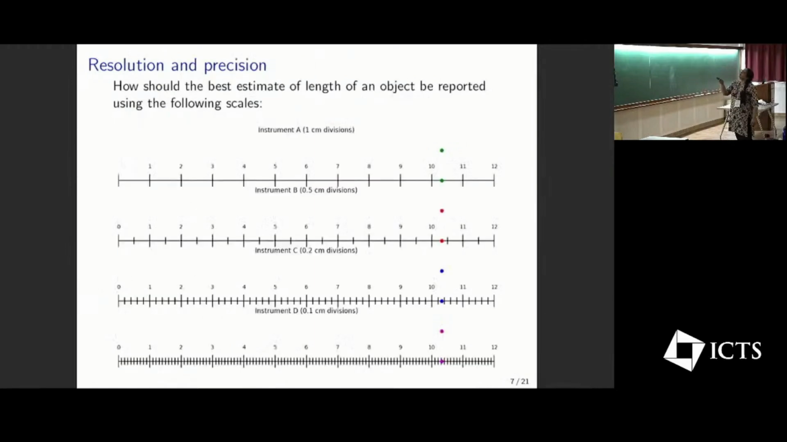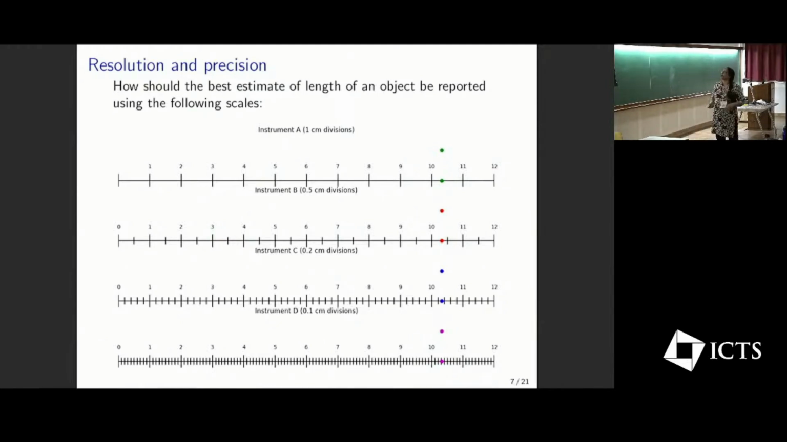So when you report this measurement, if I use that scale and report 10.3, then would that be okay? No, it wouldn't be okay, because the way you report it should reflect really the precision of your measuring instrument, right? So, yeah, that's something that I wanted to say.